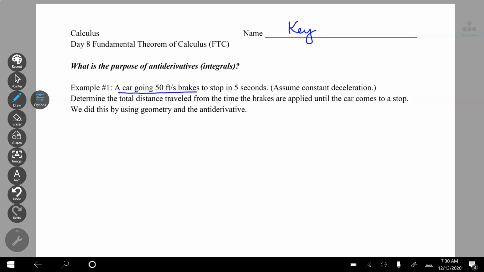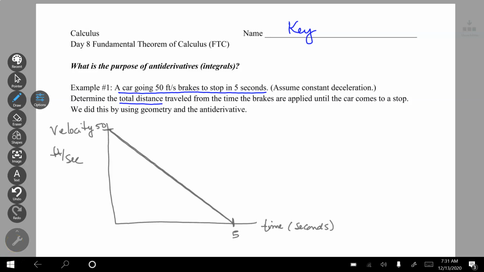So we're going to go through this example. A car going 50 feet per second brakes to stop in 5 seconds. Let's determine the total distance. And using geometry, we made this graph. So here's a graph, and because it's constant deceleration, my acceleration is change in velocity over change in time, which is negative 50 over 5, or negative 10 feet per second squared. So that's actually the slope of this line. The acceleration is negative 10, and that's the slope of this line.